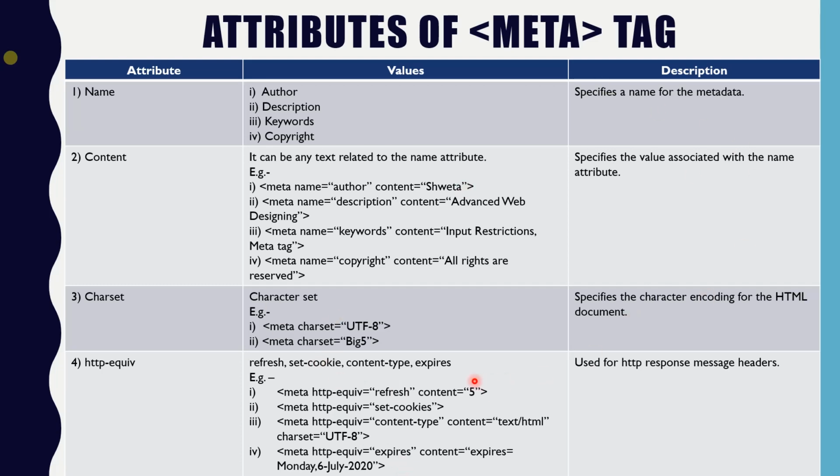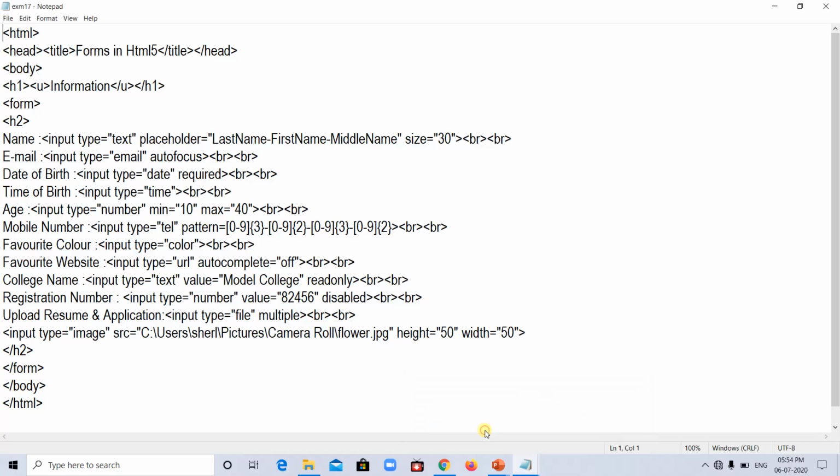Next we will see the coding of input restriction and meta tag. Now this is the coding for the input restriction. Here we are using different types of fields. These are all the fields and some restrictions also we are using. So in the first case, I am using the restriction as placeholder. Placeholder tells the users to write your name in this format, that is last name, then first name and then middle name. Then size is equal to 30. What is the size? If you have seen it in 11th standard, the size is the size of the text box. It is not the size of your name, it is the size of your text box.